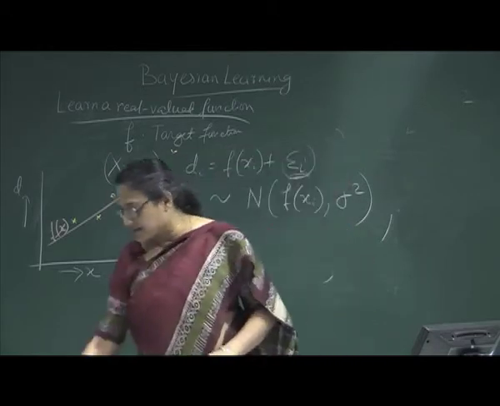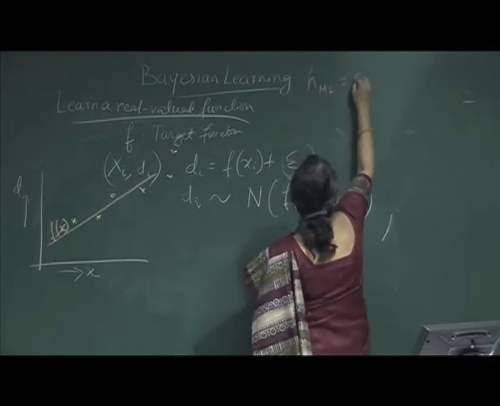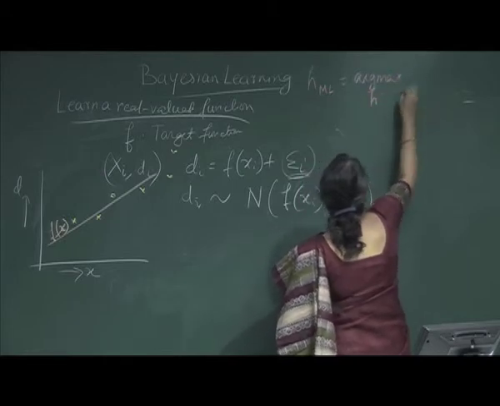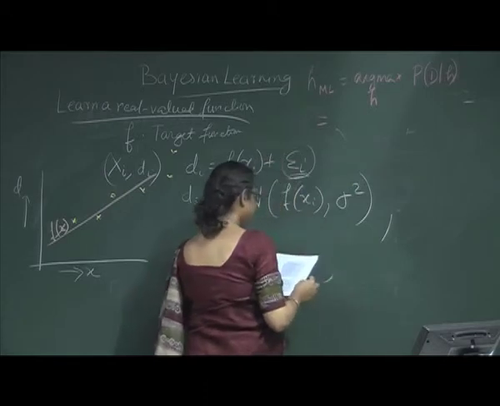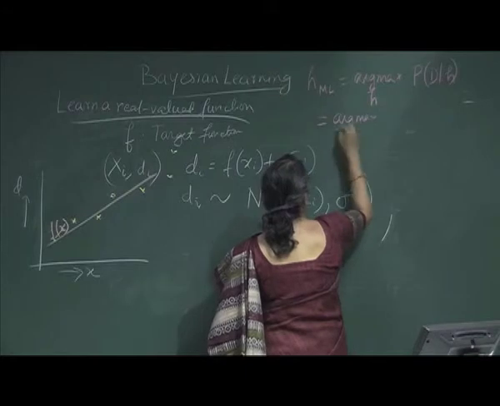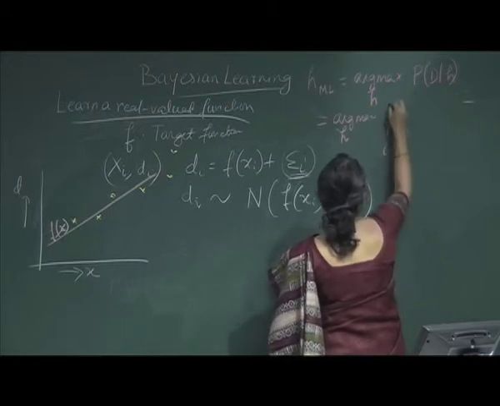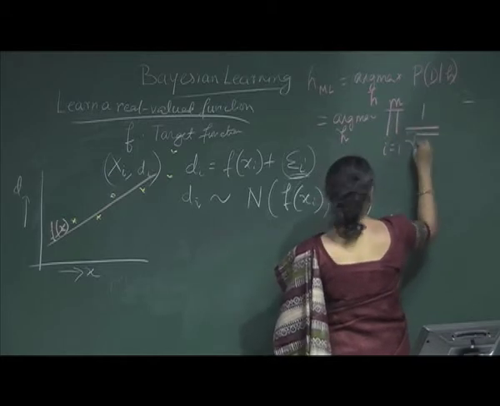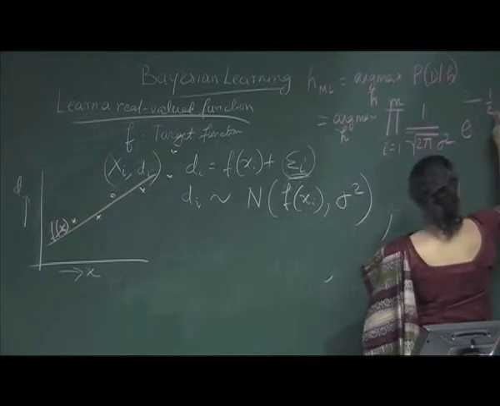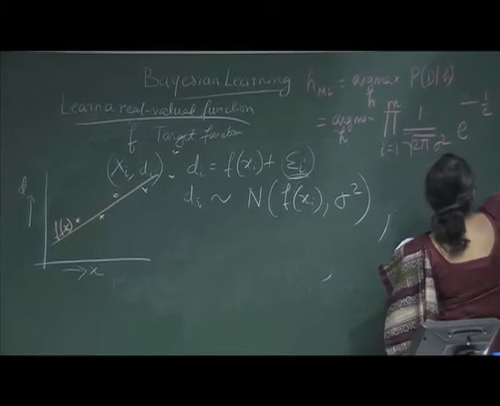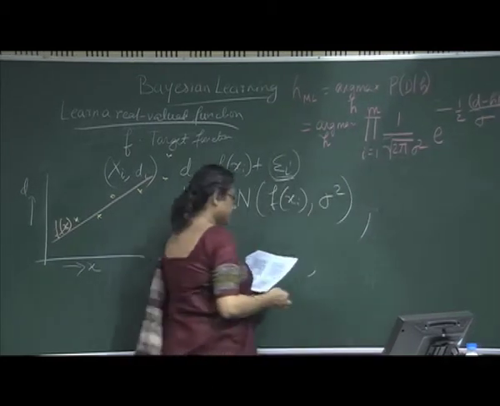Let us say we use the maximum likelihood hypothesis. So, what is H_ML? H_ML is the maximum likelihood hypothesis, which is given by that hypothesis for which probability D given H is maximum. Now, what is this? This is argmax over H, and probability D given H is given by the product over all the training examples of 1 by root over 2 pi sigma square, e to the power minus half (d minus h(x_i)) whole square by sigma square, because they follow the Gaussian distribution.